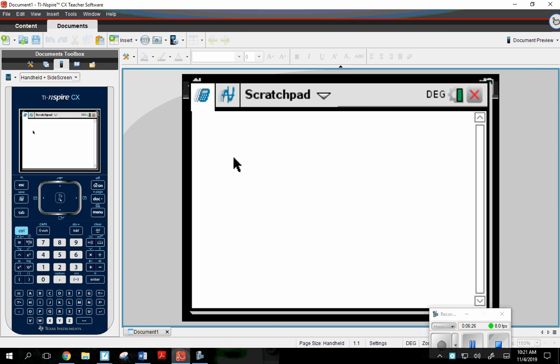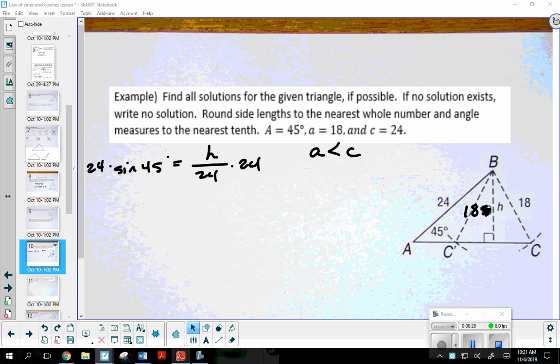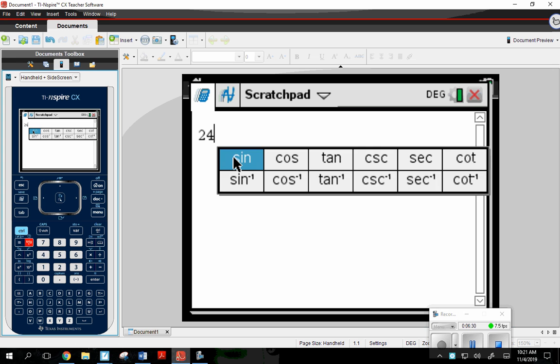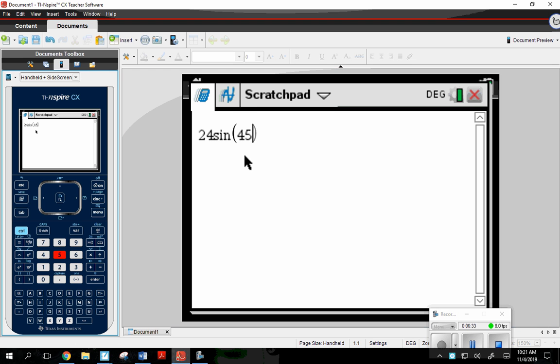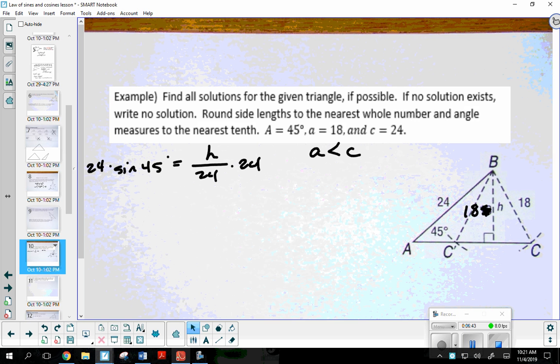Okay. So what do we have here? I forgot the numbers. 24 sine of 45. So 24 times the sine of 45. I'm getting the height to be 16.97. So the instructions did say to round the side lengths to the nearest whole number. So I would definitely say 17. I mean, that's already pretty high in decimal. So the height is about 17 units.